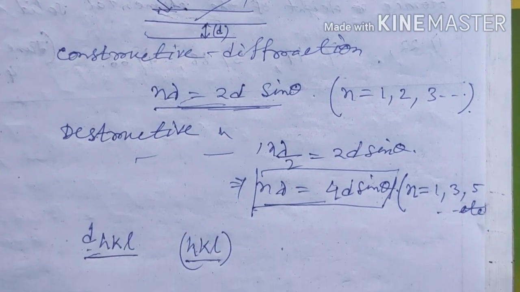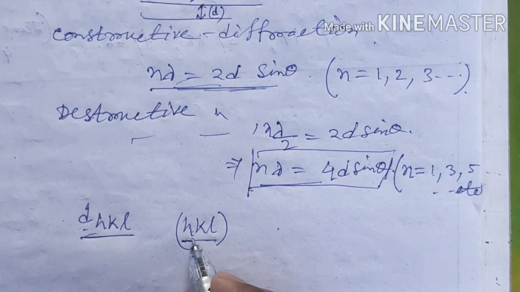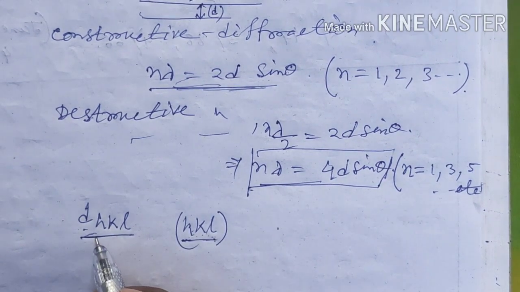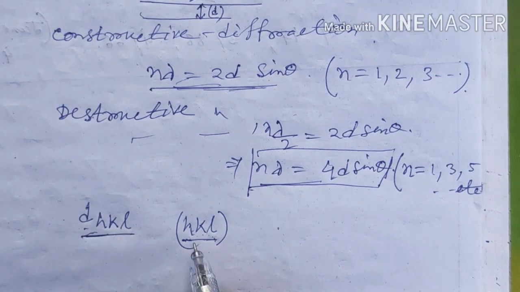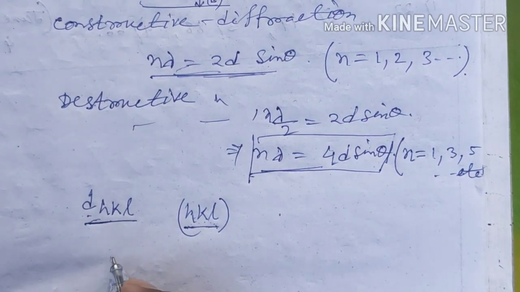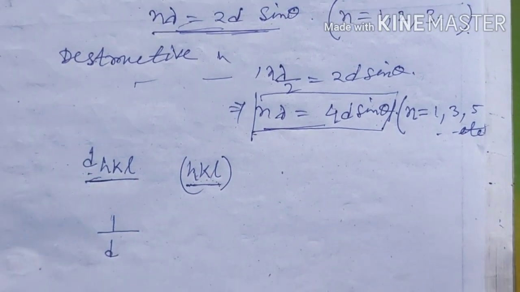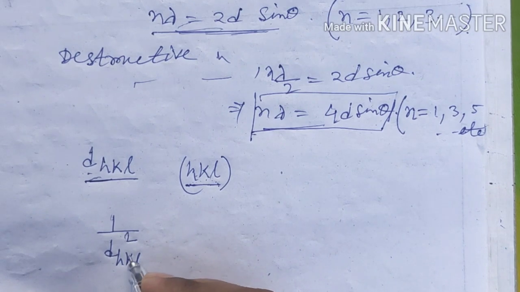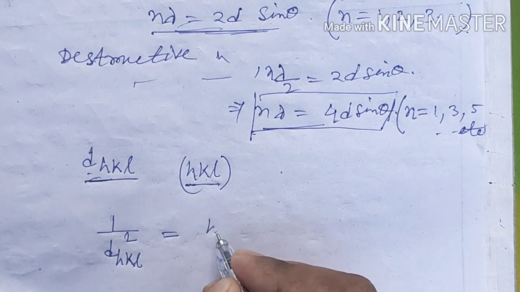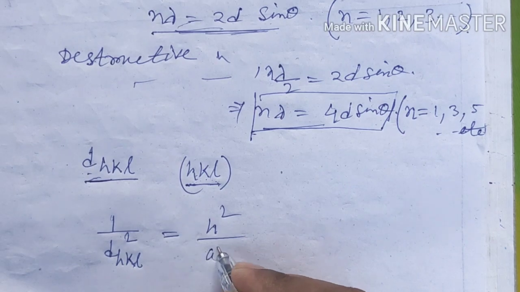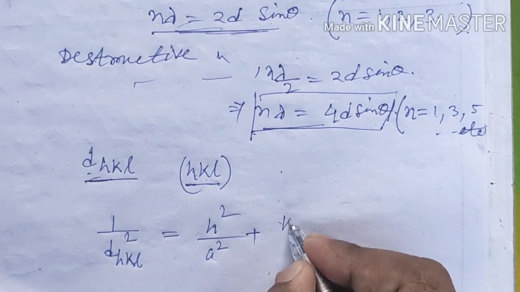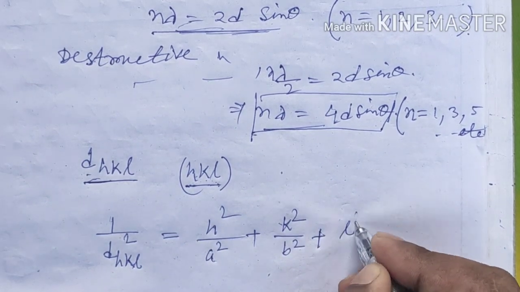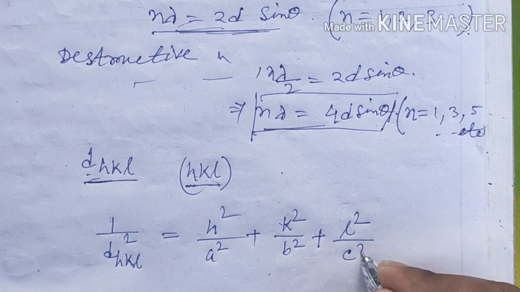Now, if you are given a crystal plane for which the Miller indices is hkl, and you have to identify the interplanar distance between two parallel planes for this Miller indices, the formula for the interplanar distance is like this: 1 by d hkl square is equal to h square by a square plus k square by b square plus l square by c square.